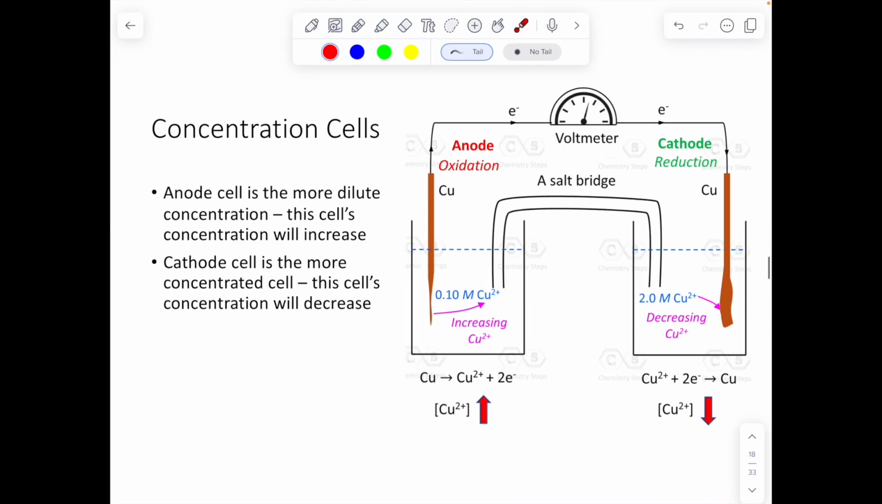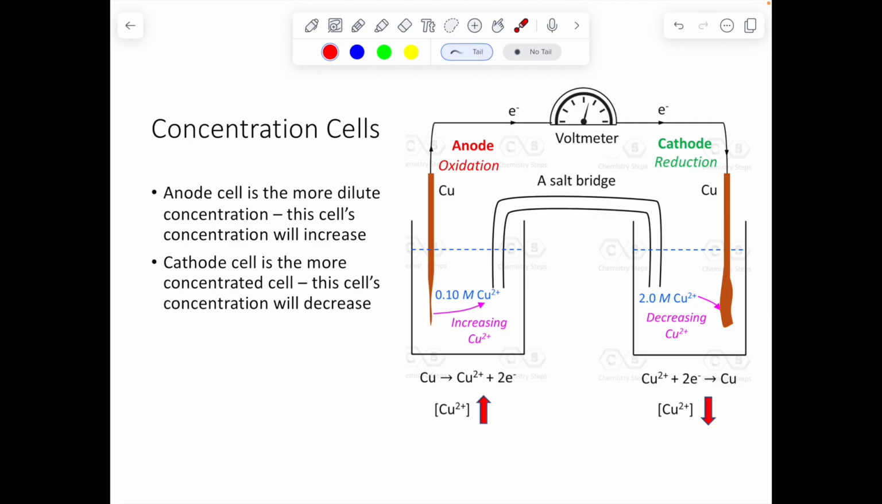So here is a picture of a concentration cell. Here they're using copper as both of the electrodes. This concentration at the anode is smaller, 0.1 versus 2 at the cathode. Remember that this concentration is going to be increasing because the metal is going to be coming off into the solution to form copper 2+. And here we're going to be decreasing this concentration. Our copper 2+ is going to be plating onto the cathode.